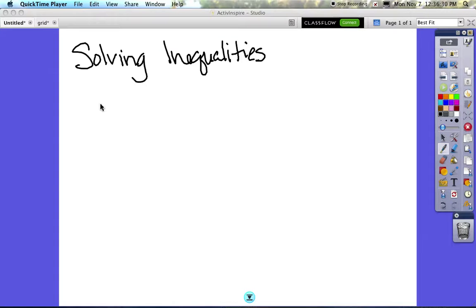Okay, so solving inequalities. Basically, this is like solving equations, but with a greater than, less than, greater than or equal to, less than or equal to inequality. We can't call it an equation. So write this down.